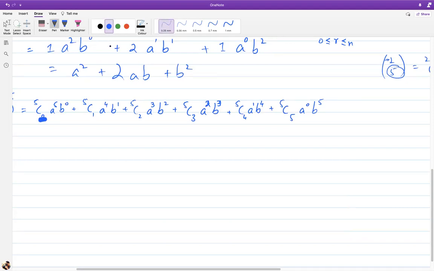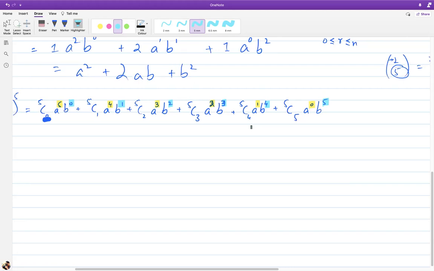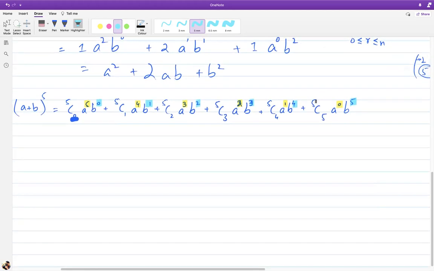That's exactly how they're increasing. All right. What is the pattern in the powers of A? 5, 4, 3, 2, 1, 0. It's falling. What about the pattern of the powers of B? 0, 1, 2, 3, 4, 5. You can see that this is rising. So the second coefficient's power starts to increase and the first coefficient's power starts to decrease as you go on.